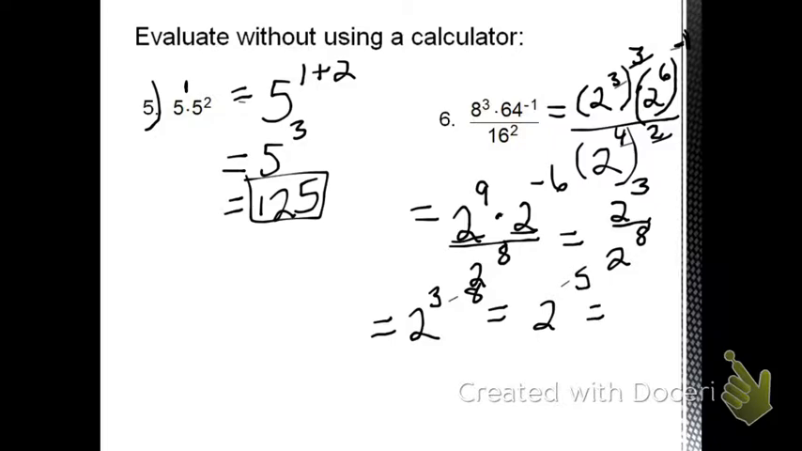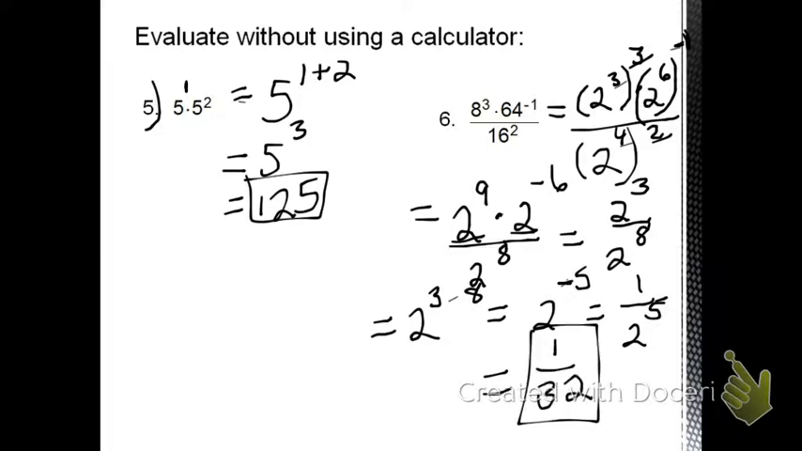A negative exponent is upset because it's on the wrong side of the fraction line. So I'll rewrite it as 1 over 2 to the 5th. And going ahead and looking at my power chart, I can see that this becomes 1 over 32. And that's my final answer for that one. Whew.